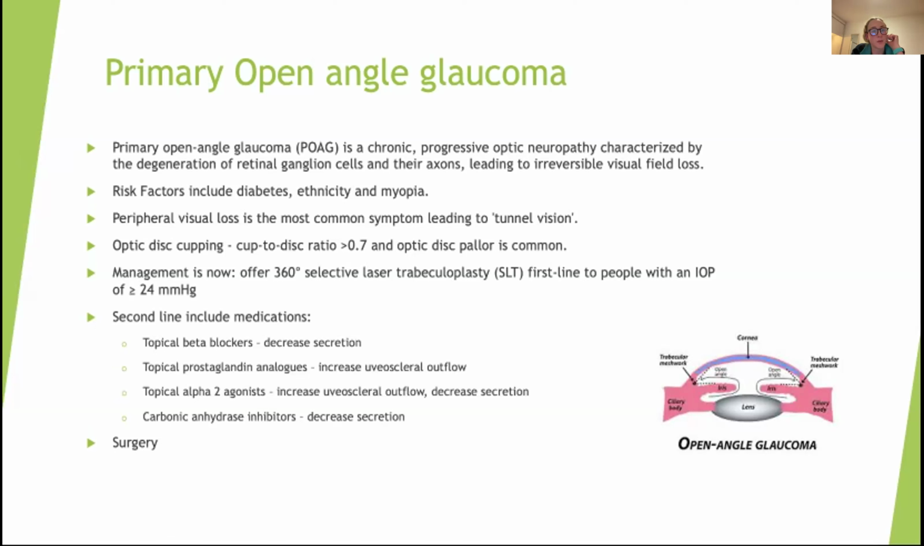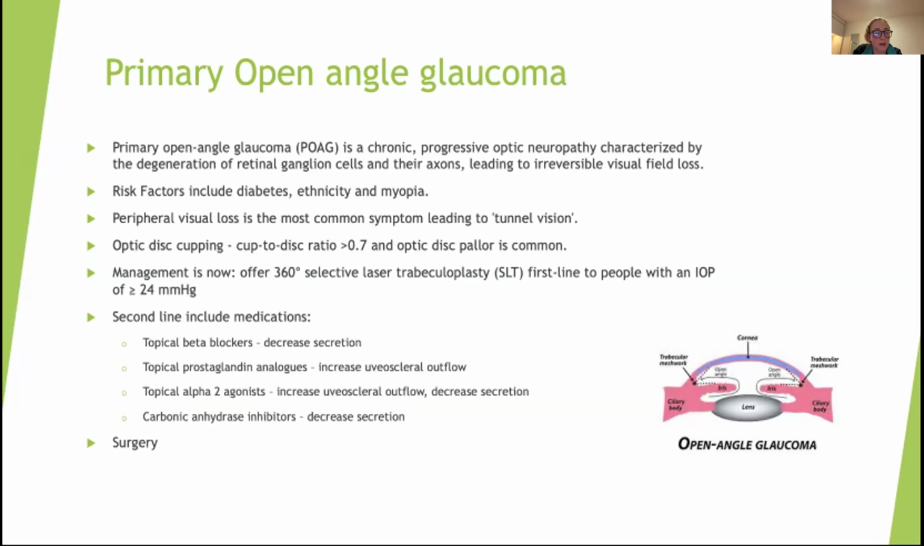So management, they now offer selective laser trabeculoplasty first line if the intraocular pressure is higher than 24 millimeters of mercury. But then second line, they give topical beta blockers, so things like timolol, which decreases aqueous secretion and production, and topical prostaglandin analogues, so latanoprost is an example of that, and that works by increasing the uveoscleral outflow.